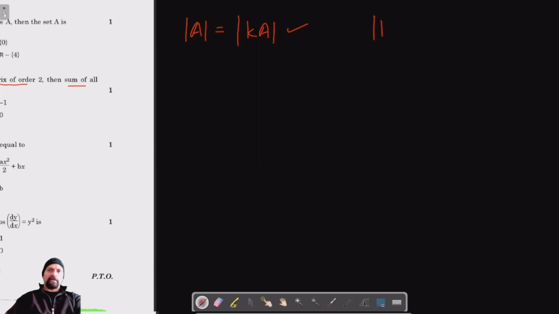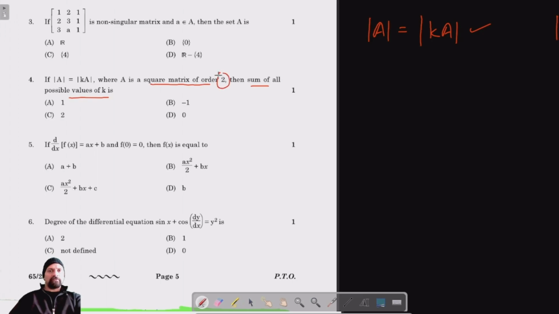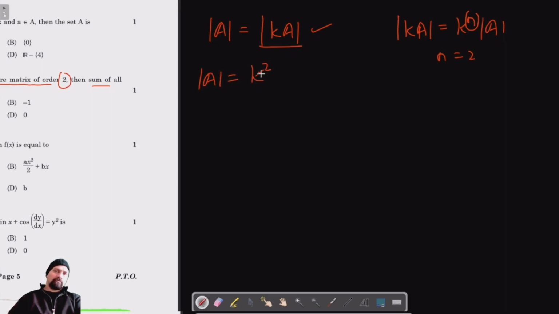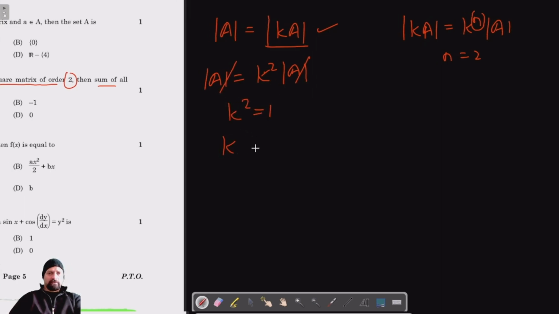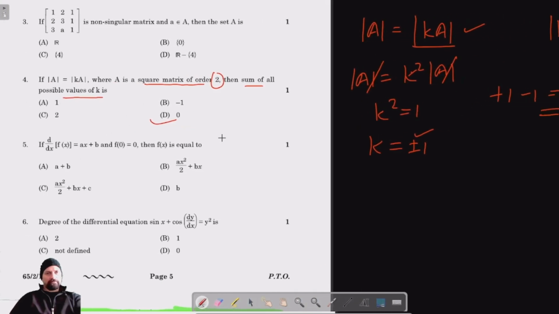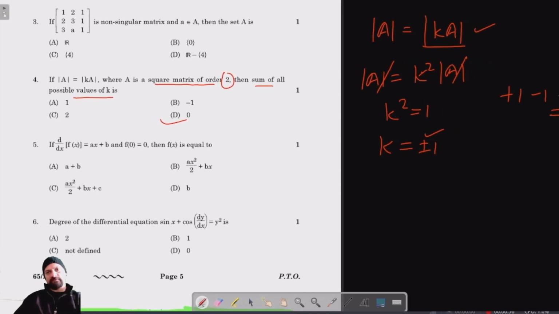Okay, now for this we have the property that says determinant of K into A is equal to K raised to the power n into determinant of A, where n is the order of the matrix. So in this case, the order is 2. So n is 2 here, and I'm going to replace this value. So determinant of A is equal to K square into determinant of A. This gets cancelled, and K square is equal to 1. So K is equal to plus minus 1, and the sum of plus and minus 1 is equal to 0. So D is the correct option here. And let's move on to question number 5.